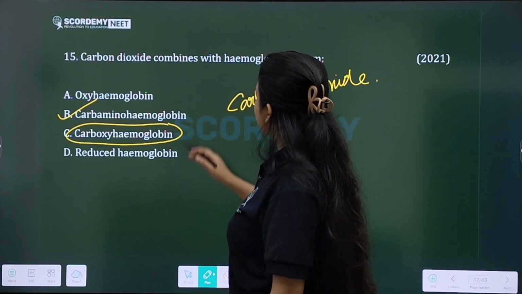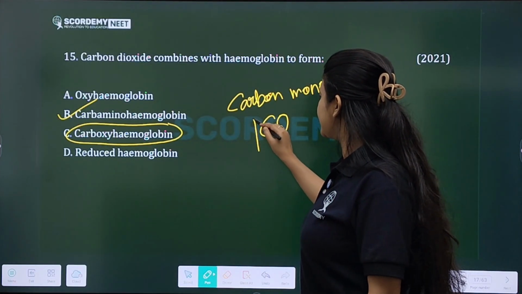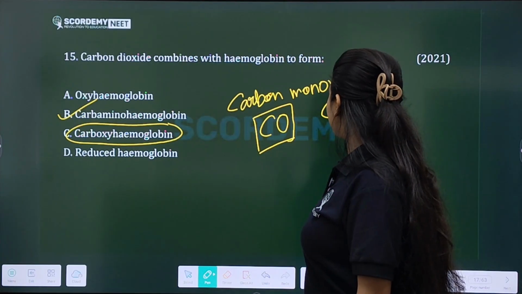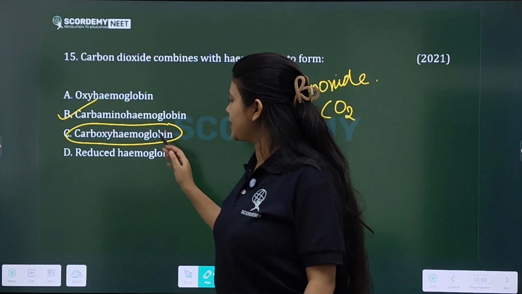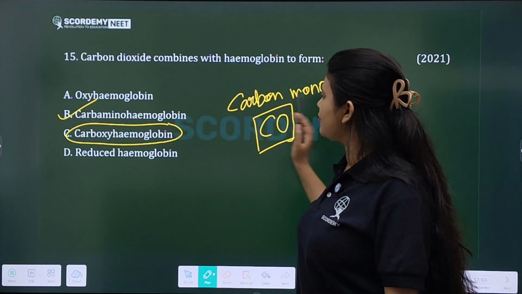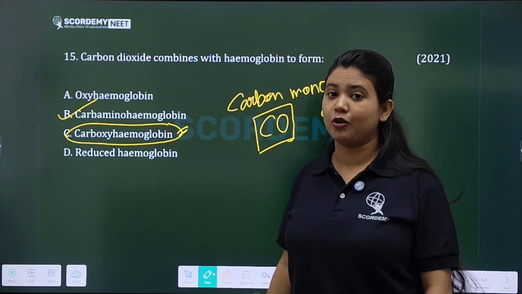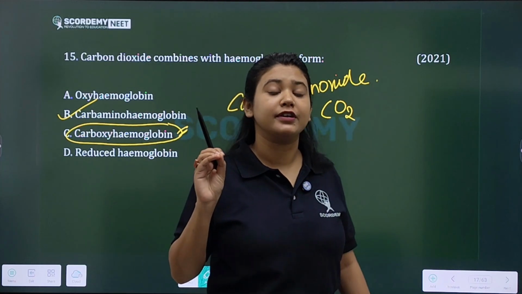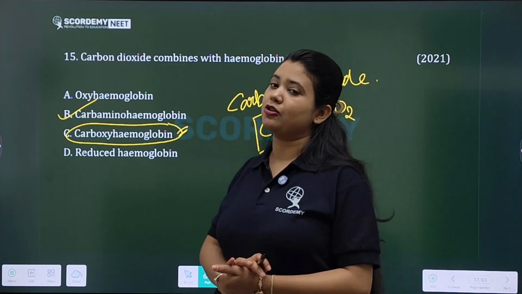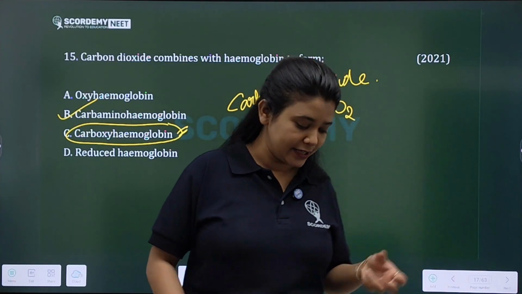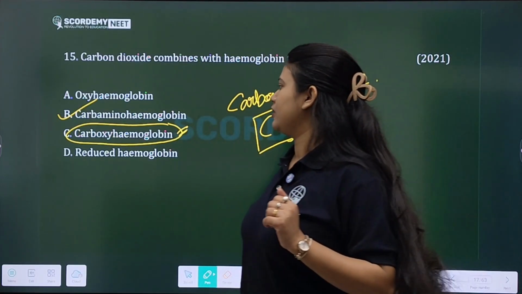Carbon monoxide combines with your hemoglobin. What is the chemical formula? Carbon monoxide is CO, and carbon dioxide is CO2. So when carbon monoxide combines with your hemoglobin, it forms carboxyhemoglobin. On the other hand, carbon dioxide forms carbaminohemoglobin. Students, this compound, carboxyhemoglobin, is very much injurious. It can in fact be fatal for human life. Carboxyhemoglobin is a very dangerous compound and it can lead to the fatality of the person if not treated immediately.